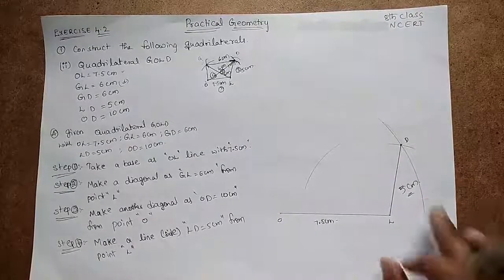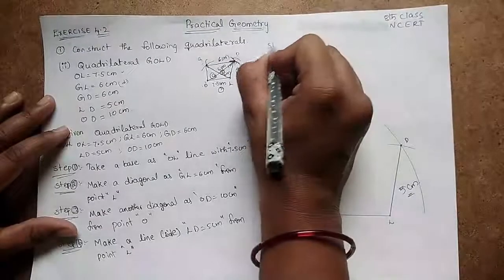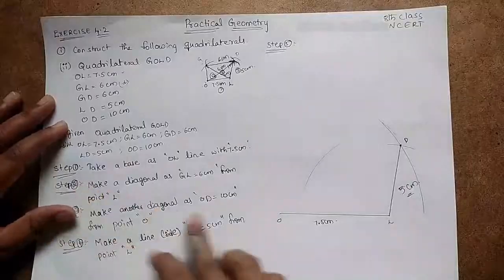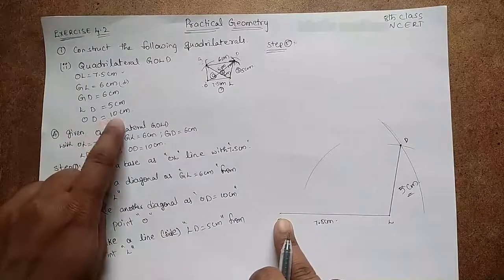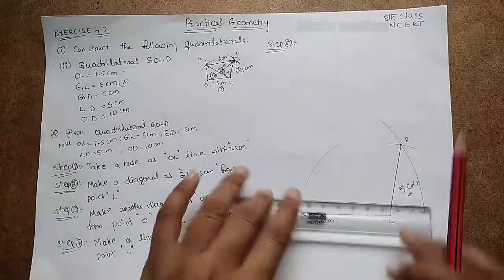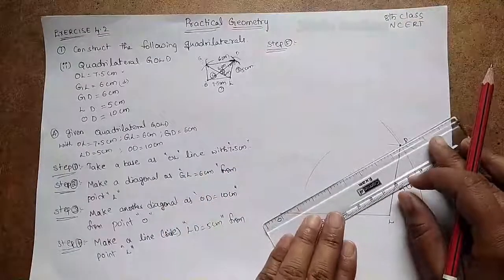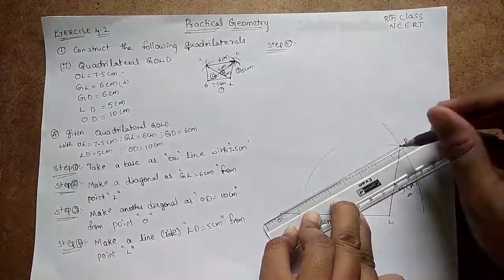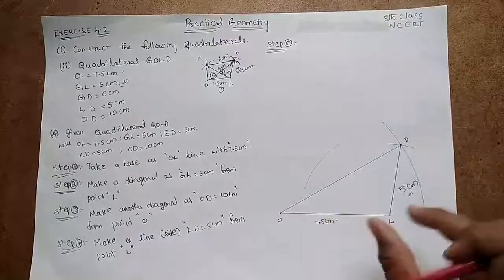So LD is equal to 5 centimeters. Now step 5, we have to construct OD. Already we constructed it, so we get another diagonal. OD is equal to 10 centimeters, and join those two points also. Here we get one diagonal and two sides.